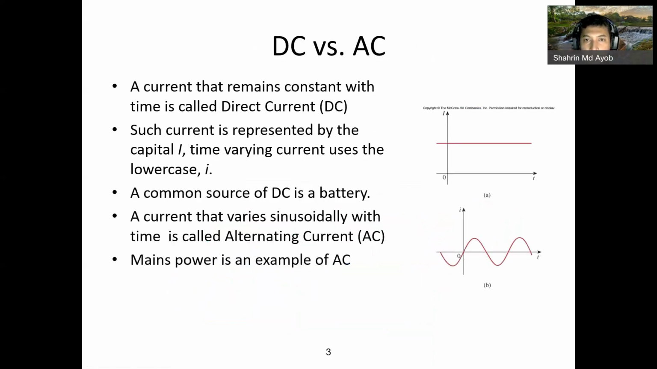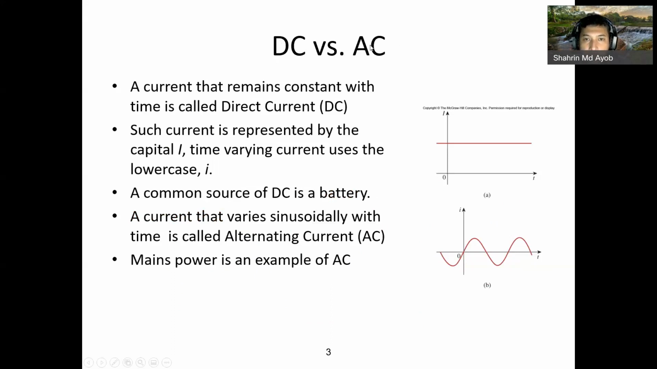In general, in electrical circuits, we are dealing with two types of source: the DC source and the AC source. If the circuit is connected to a DC source, we call it a DC circuit, while when it is connected to an AC source, we call it an AC circuit.